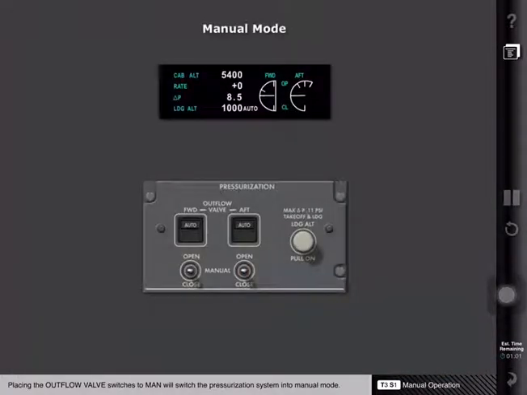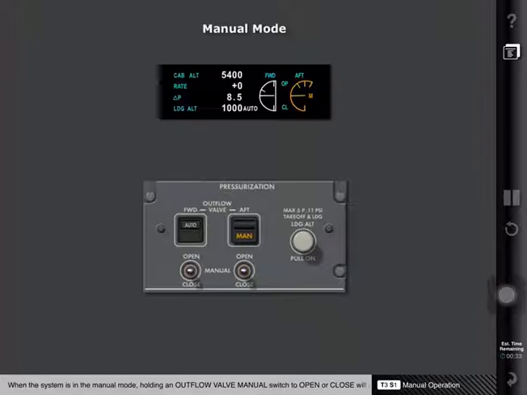Placing the outflow valve switches to manual will switch the pressurization system into manual mode. When the outflow valve switches are in manual, manual appears in the outflow valve switch. The outflow valve indication changes to amber, and M appears on the outflow valve indication.